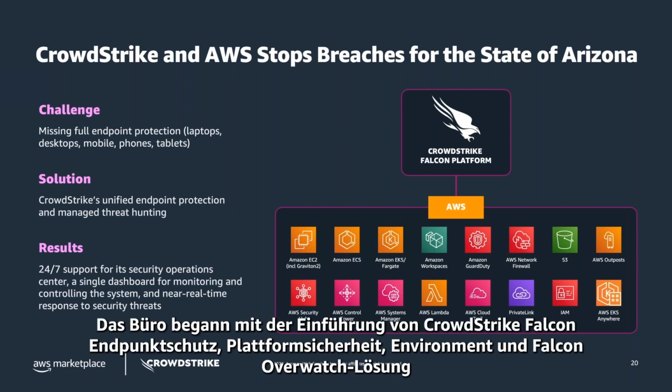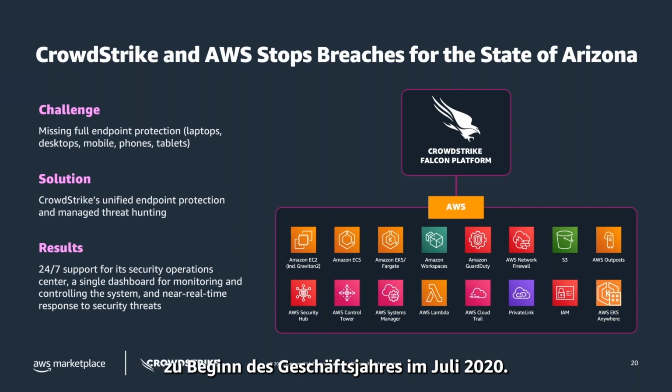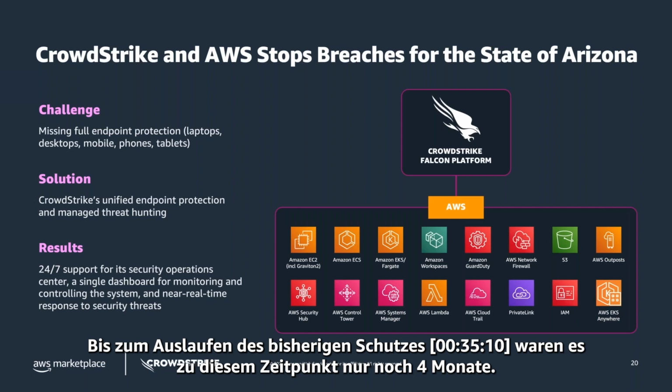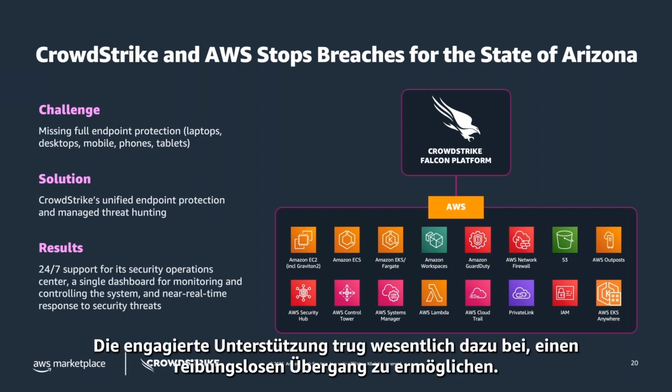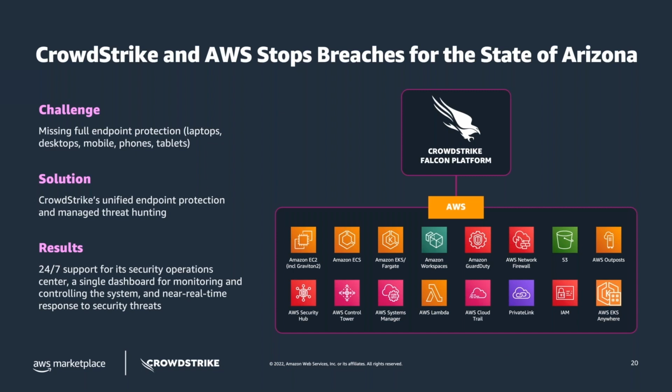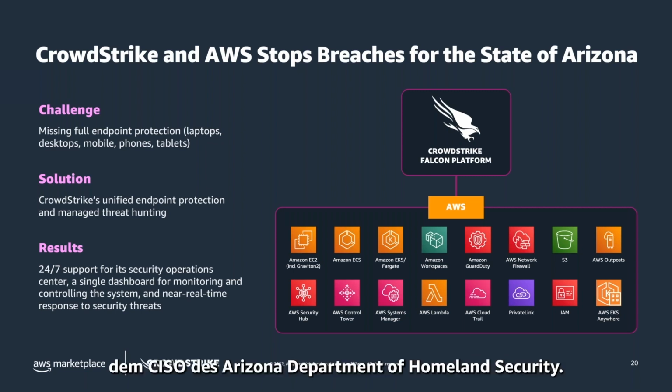The office began rolling out CrowdStrike's Falcon endpoint protection platform and Falcon OverWatch solution at the start of its fiscal year in July 2020, which was 4 months before its previous protection was about to expire. Having the dedicated support went a long way in facilitating a smooth transition. That's the word of Tim Roemer, CISO of the Arizona Department of Homeland Security.